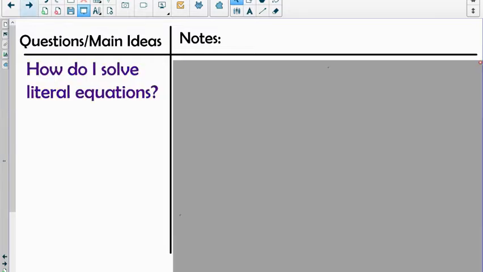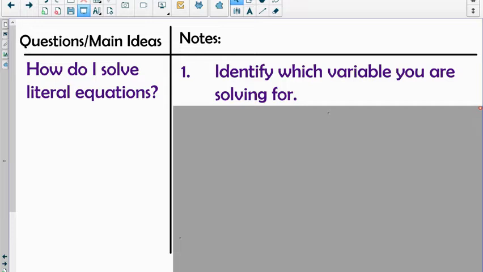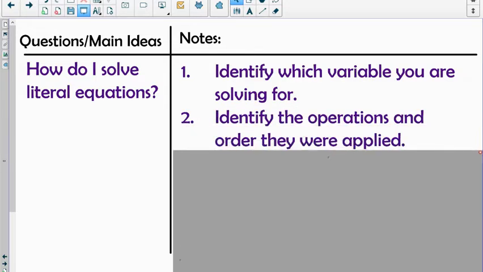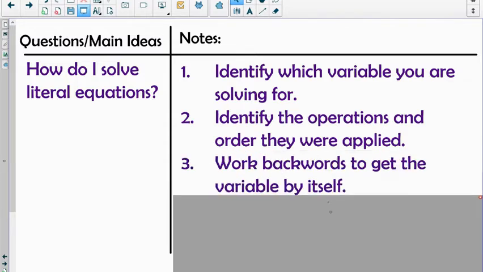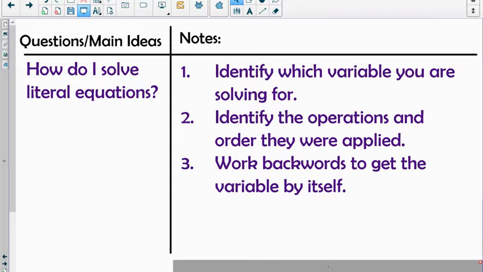So how do I solve literal equations? The first thing you want to do is identify which variable you are solving for. Then you want to identify the operations and the order in which they were applied. We work backwards to get the variable by itself. Let's take a look at some examples.